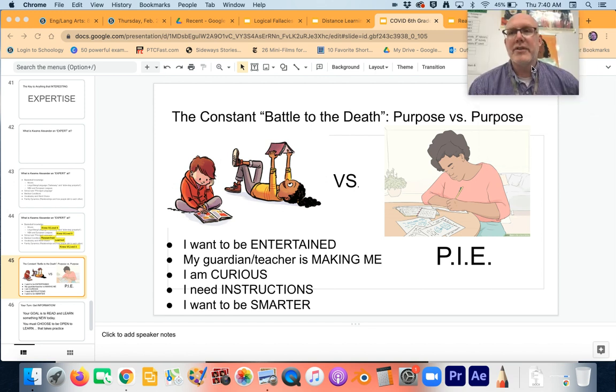Because readers and authors are always in a constant battle to the death. And the reason I say that is an author is always one side of this and a reader's the other. They are not separated. And authors have to deal with this question of, am I trying to persuade you? Am I trying to inform you? Am I trying to entertain you? Right? Well, here's a reader's challenge.